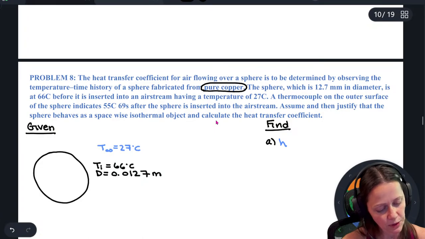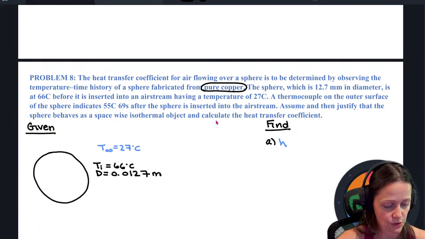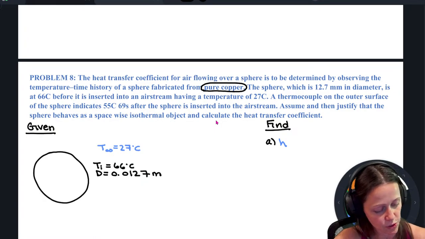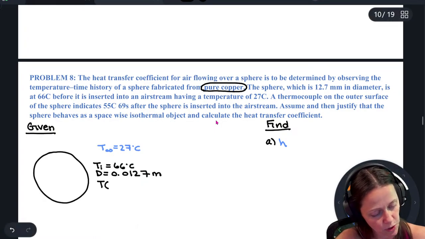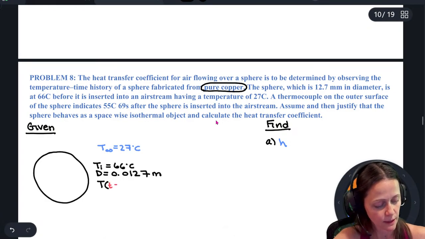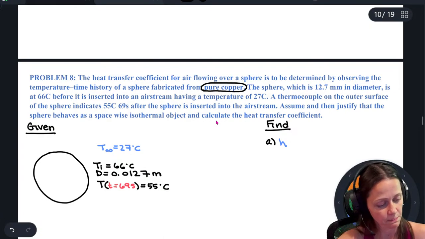A thermocouple on the outer surface of the sphere indicates 55 degrees Celsius, 69 seconds after the sphere is put into that airstream. So what they give us is that the temperature at 69 seconds is equal to 55 degrees Celsius.